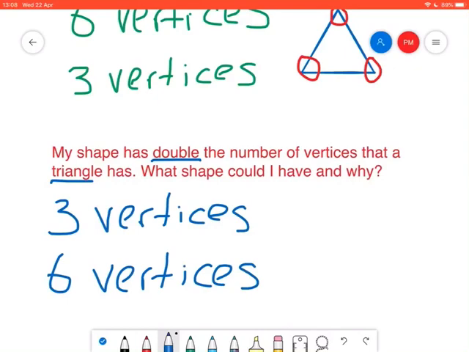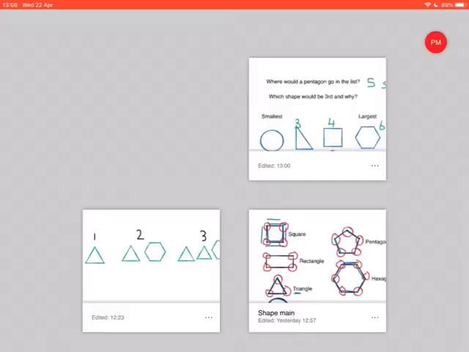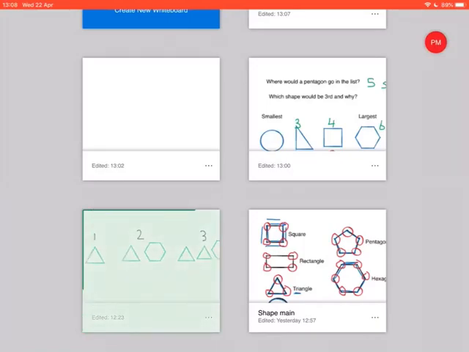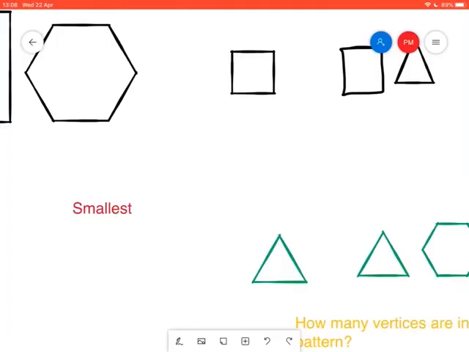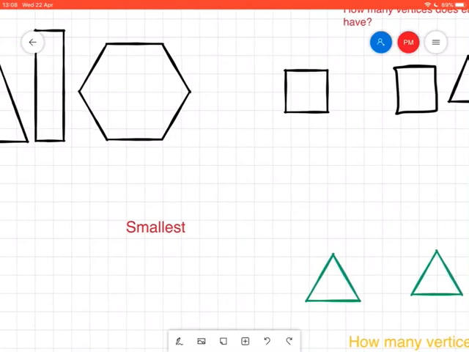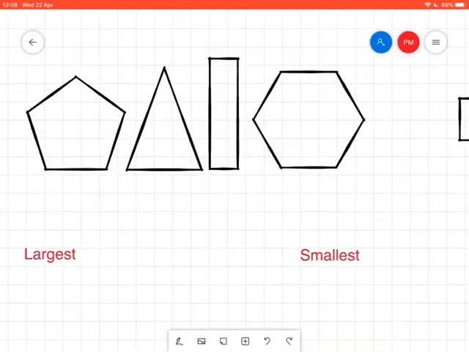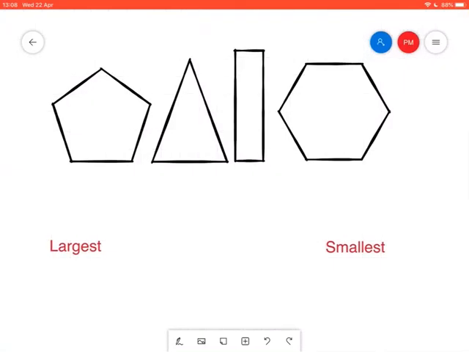So we are going to move on to our last problem solving challenge, sorry, we've got 2 more to do, sorry. So I have got 4 shapes here, and I want them put in order of largest to smallest in terms of the vertices. So which shape has the largest number of vertices and which shape has the smallest number of vertices. So pause the video now and have a go at that, and when you come back I will have the answers there for you.